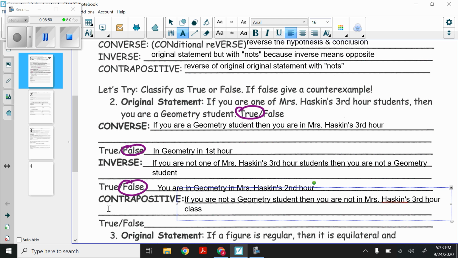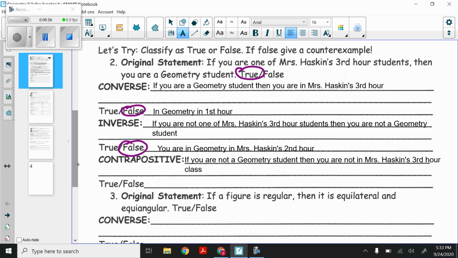And then we want to classify that as true or false. So if you're not a geometry student, then you're not in my third hour class. Well, third hour, I have geometry, so that would be true. So if you're not a geometry student, then you're not in Ms. Haskins' third hour class. Okay, because my third hour is geometry.